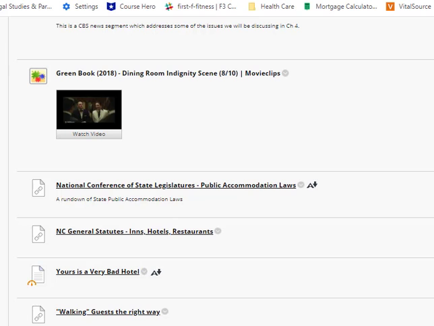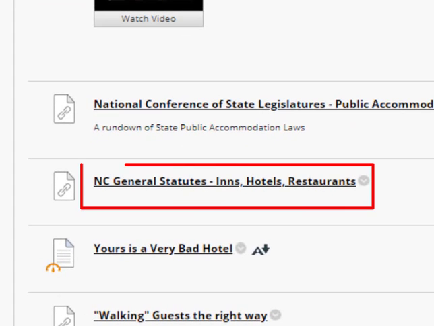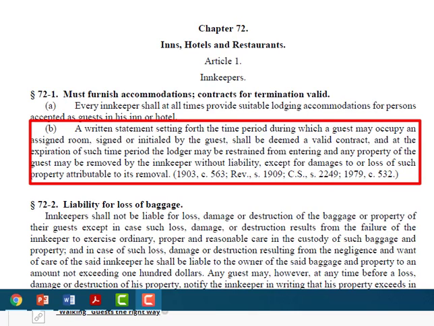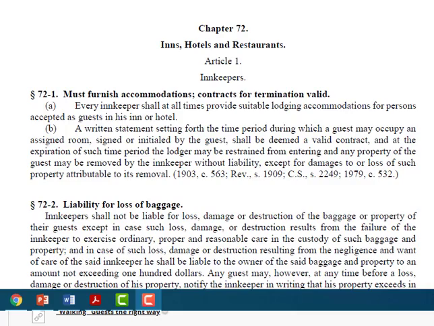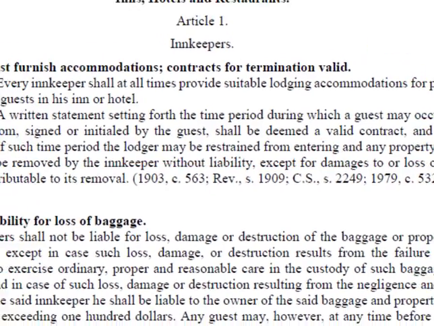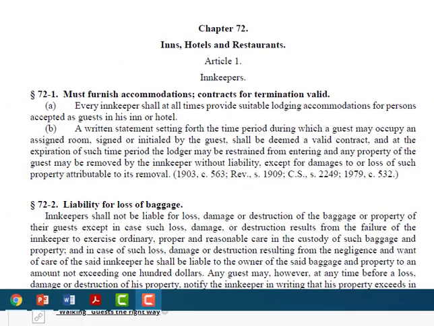North Carolina has done its best to make our jobs a little more clear and to remove doubts that might otherwise blur the line between guest and tenant. Let's take another look at the North Carolina General Statute regarding inns, hotels, and restaurants in your additional materials. Section 72-1B indicates that, as far as hotels are concerned, as long as we have the guest sign a form or statement setting forth the time period in which they can stay in an assigned room, we have a valid contract, and at the end of that contract, quote, the lodger may be restrained from entering. This is otherwise known as locking out and is tantamount to an eviction of the guest. Nice to see our knowledge of contract law being put to use there again, isn't it?